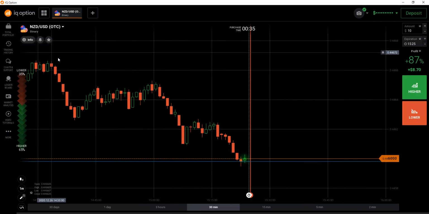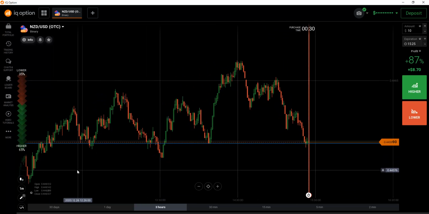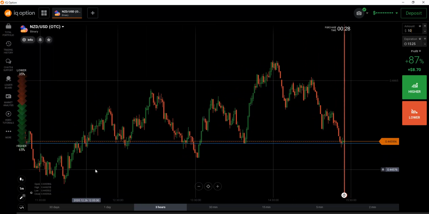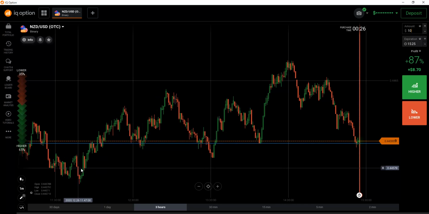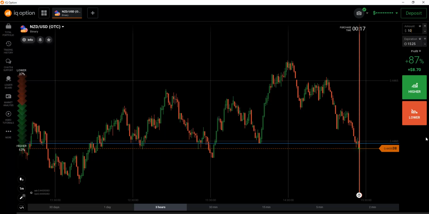So I think here is a resistance level, and the market is in a downtrend. You can also call this a ranging market, but the minor trend is a downtrend. So what opportunity is there? Then I will place my trade.